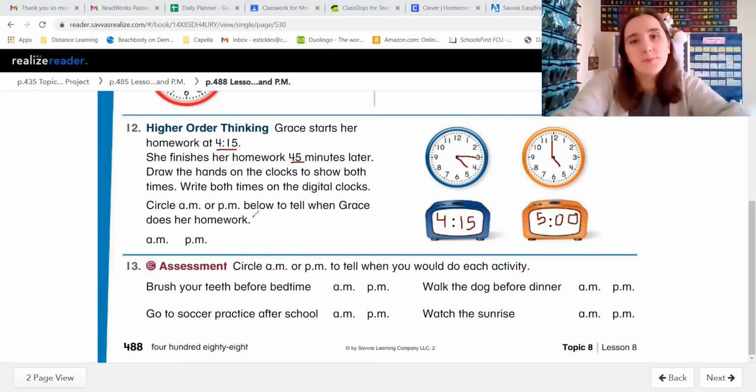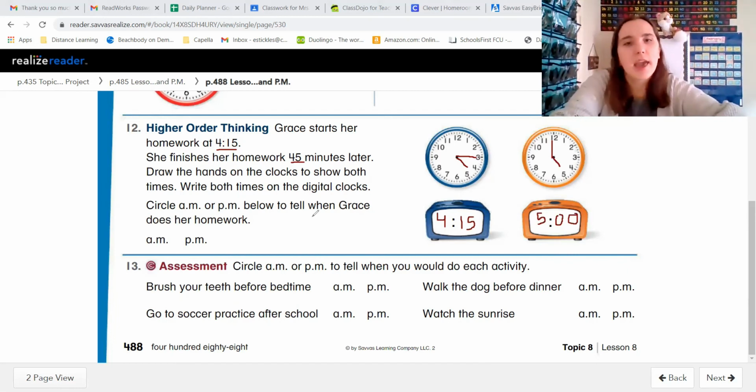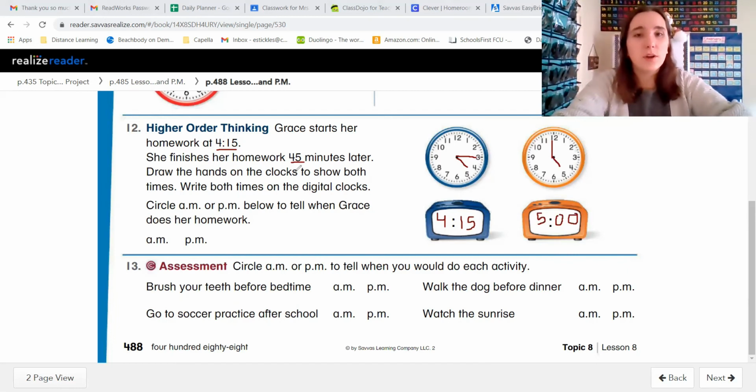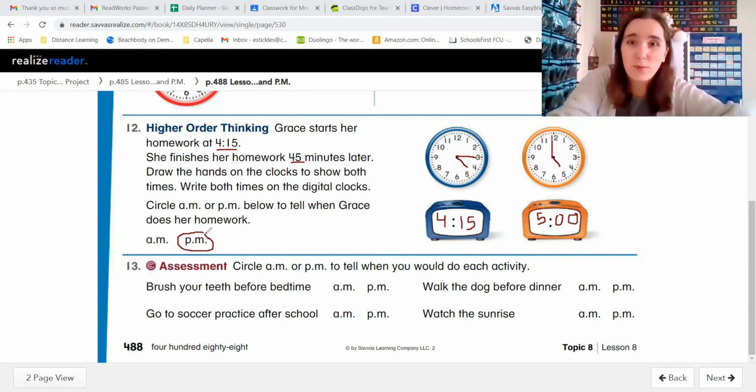So now we need to figure out, would these times be in the AM or the PM? So remember, she is doing her homework. She starts at 4:15 and she finishes at 5 o'clock. Would that be AM or PM? That would be PM, yeah. I'm pretty sure no teacher wants their students doing homework at 4:45 or 4:15 or 5 o'clock in the morning. That's way too early.